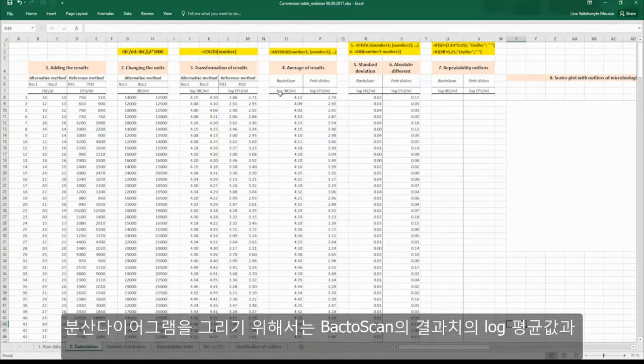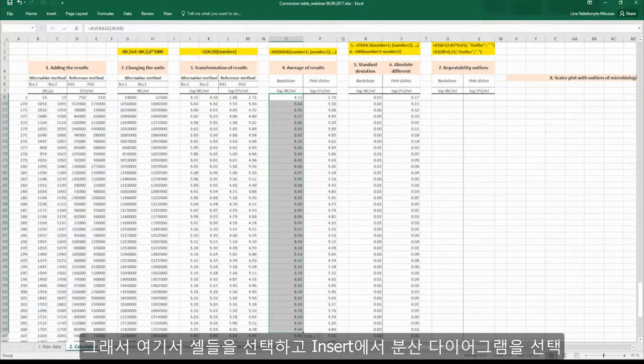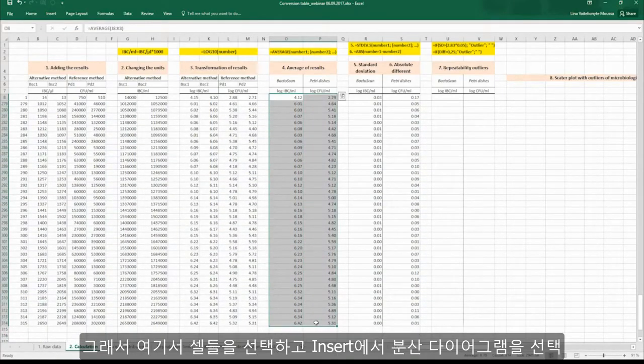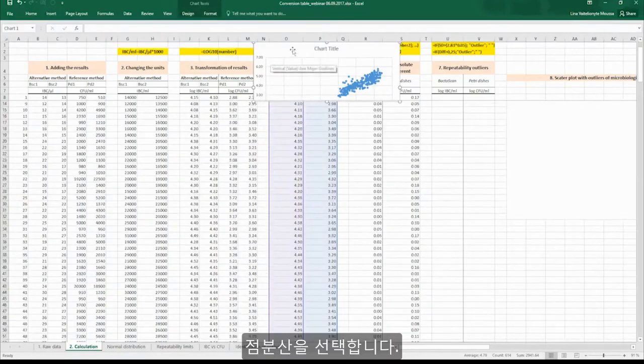To draw the scatter diagram, we will use the logarithmic mean values from BactoScan and from Petri dishes. So we have to select cells, then go to Insert, Scatter Diagram, Dots.